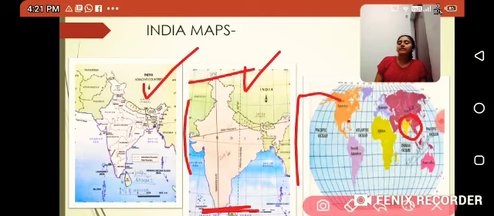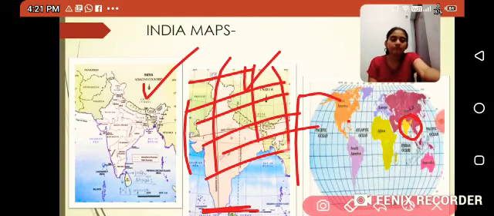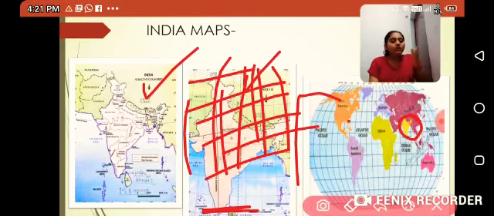So again we are in class 9, and we have to go back and look first of all at the maps of India, and I'm just telling you in short what latitudes and longitudes are. These are the latitudes, which are horizontal imaginary lines, and these are the longitudes, which are vertical imaginary lines.